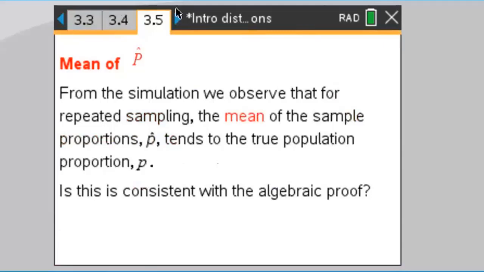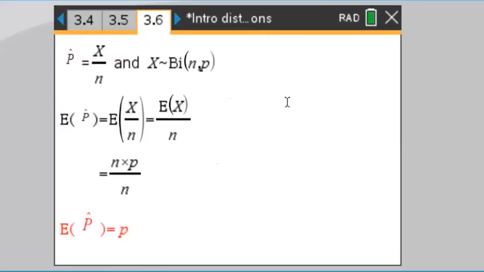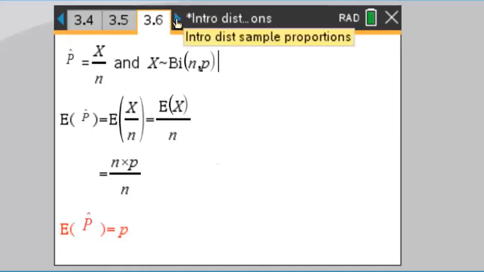Is it consistent with the algebra? Well, the algebra is actually not all that complicated. So, p hat is x over n. We know that x is binomially distributed, so the expected value of x is np. The n's cancel, and sure enough, the expected value of p hat equals p, the true population proportion, which is really fortunate because it means that p hat is what's known as an unbiased estimator.